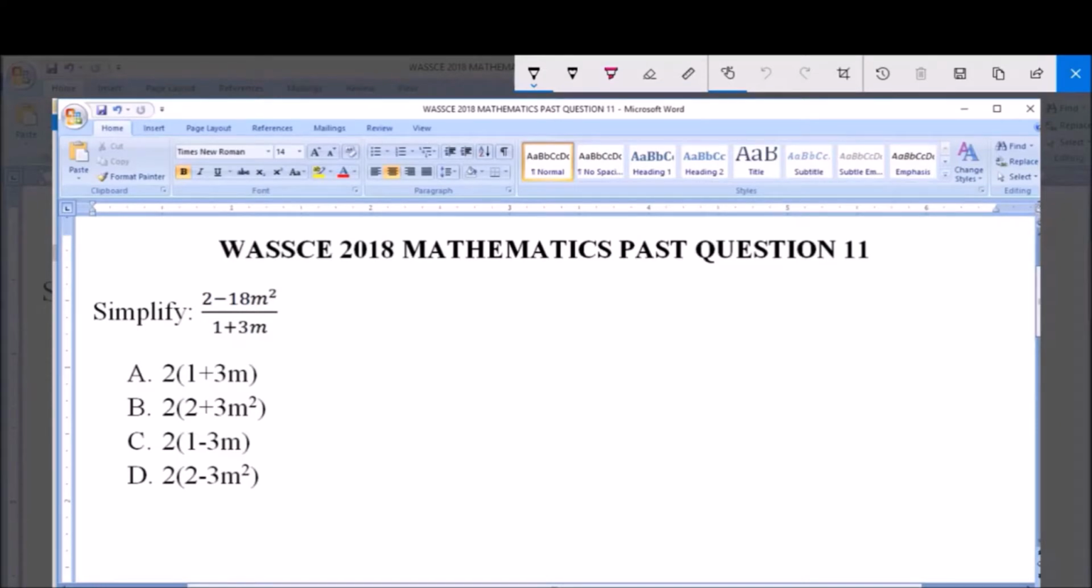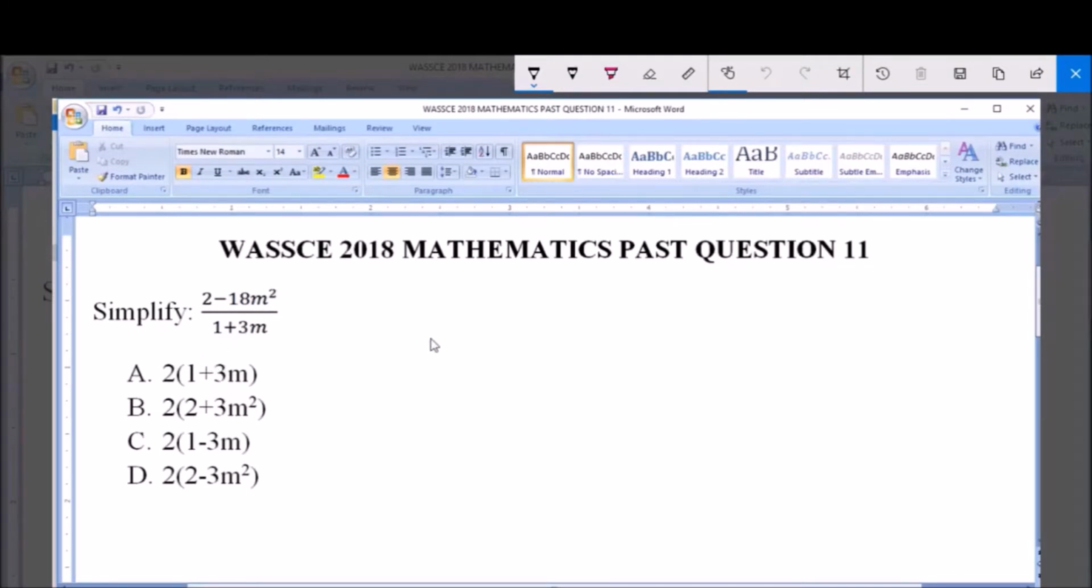I'll be answering WASSCE 2018 Mathematics Past Question 11. Simplify 2 minus 18m square all over 1 plus 3m. A. 2 into 1 plus 3m. B. 2 into 2 plus 3m square. C. 2 into 1 minus 3m. And D. 2 into 2 minus 3m square.